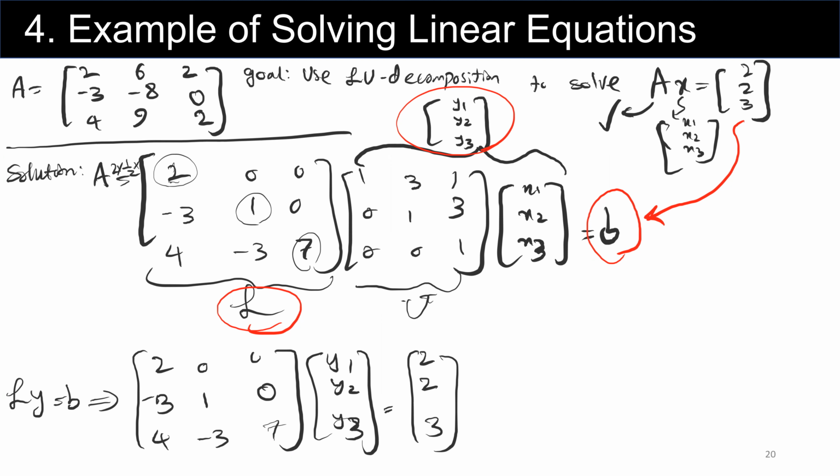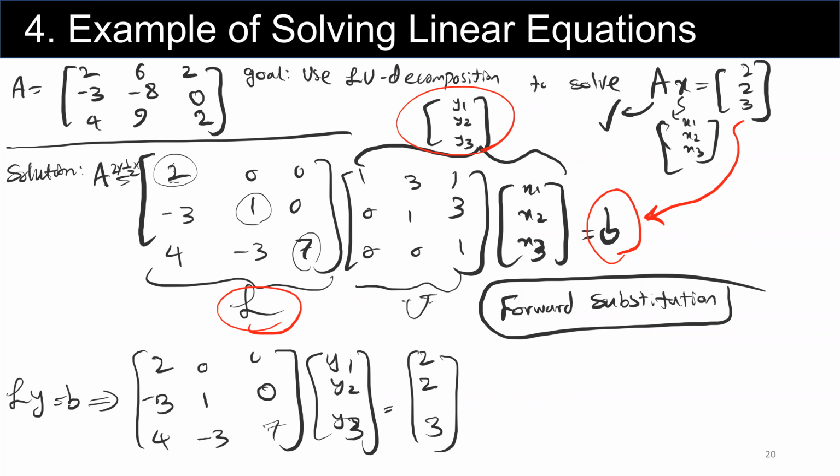So at this step, we are going to do something called forward substitution. Why do we call it forward substitution? Because first we solve for the first row. 2 multiplied by y sub 1 is equal to 2. So y sub 1 is equal to 1.